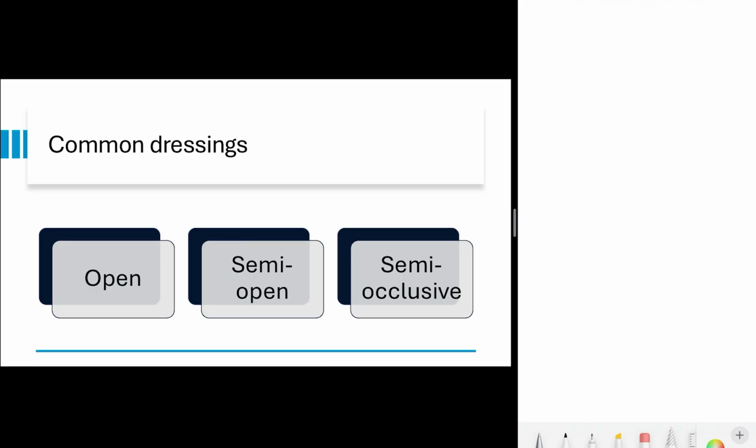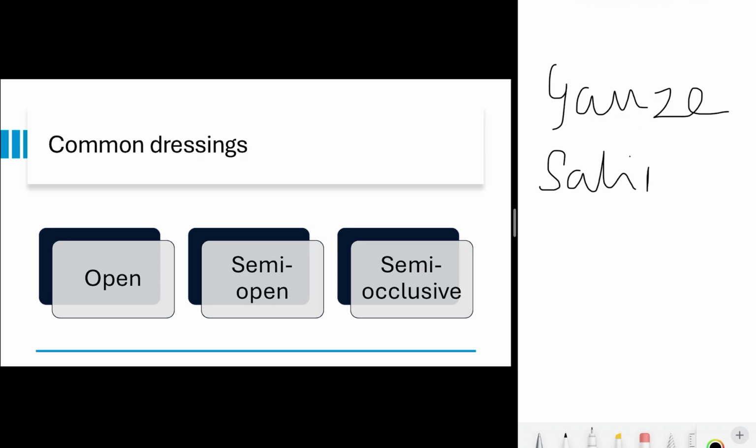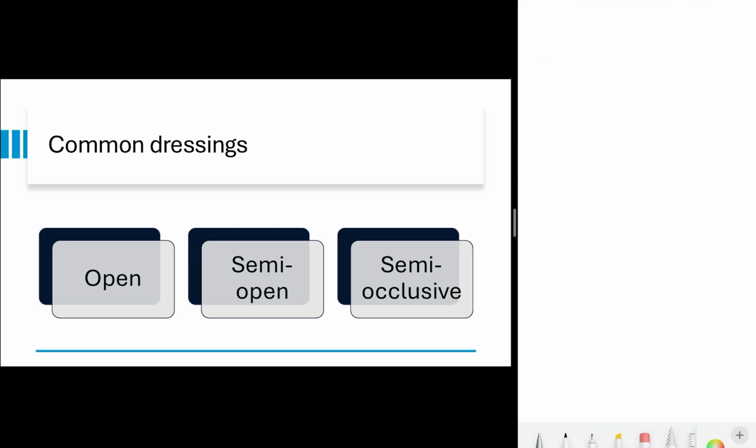Now coming to the types of common dressings. The common dressings can be classified as open, semi-open and semi-occlusive. Open dressings are usually gauze, and that is used along with saline. It is usually moistened with the saline, and gauze is used for packing also, but gauze is relatively inexpensive but it has to be changed more frequently.